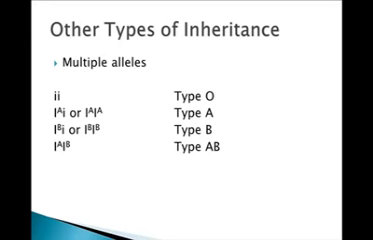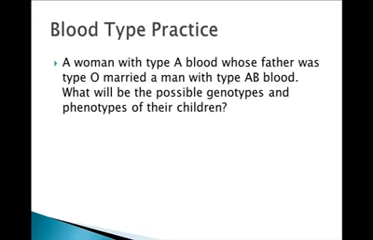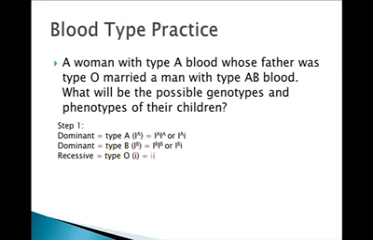So we're going to practice with this. A woman with type A blood whose father was type O married a man with type AB blood. What will the possible genotypes and phenotypes of their children be? Okay, the reason I told you what her father was is so that you know that she's a heterozygote, because dad could only give a little i, and she's got type A, so that means she's a heterozygote A. So type out the dominants and put the letters in, and these letters are stable. You don't change them for blood types.